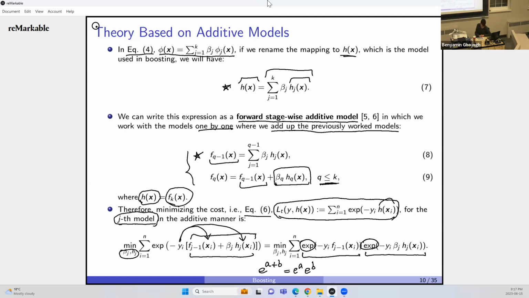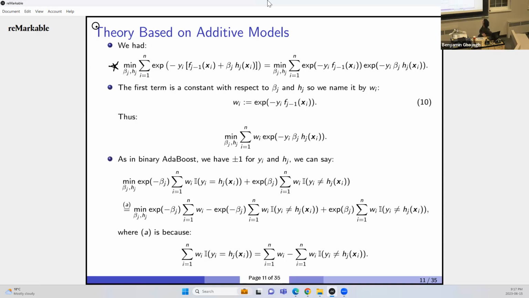Right? Now, what happens? I'm repeating it here. We found this. Optimization variables are beta_j and h_j. The first term is a constant with respect to beta_j and h_j. So my optimization variables are beta_j and h_j, and this first term is a constant. So we name it w_i. I define the first term, which is constant, to be w_i. Therefore, this equation becomes this, with w_i here, right?